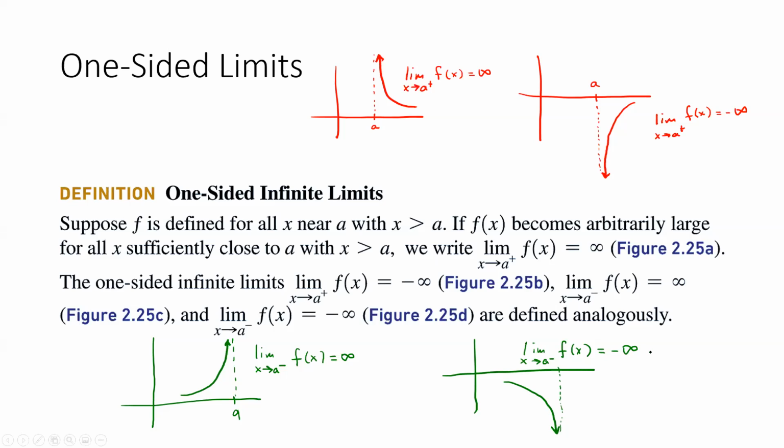Okay, so thinking about it on one side or the other, in any of these four cases, we have a vertical asymptote at a. So that's how we're thinking of what a vertical asymptote is. It approaches from either one side or the other, and it goes to infinity or negative infinity. That means we have a vertical asymptote there.